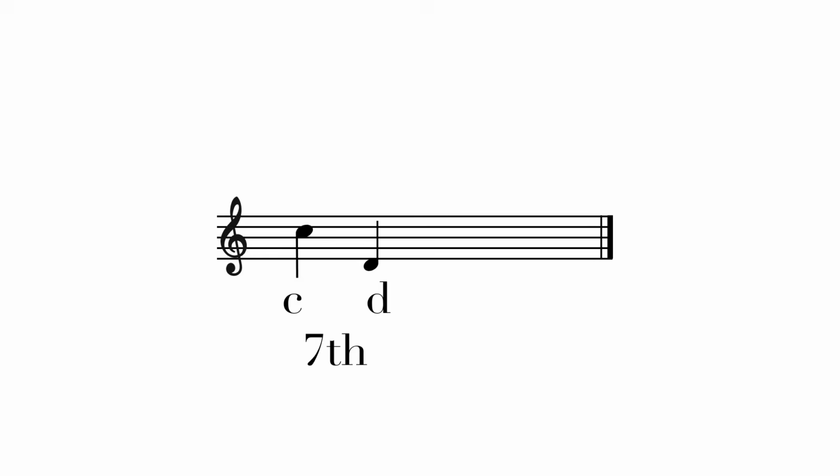For going down, I'm still going to count the distance between the two notes. You'll notice that C down to D is a seventh, and not a second like it was going up. Don't let this throw you off. All we're doing is counting how far apart the two notes are.